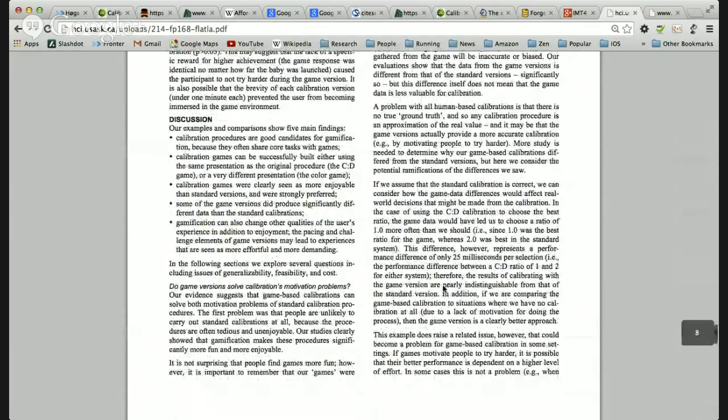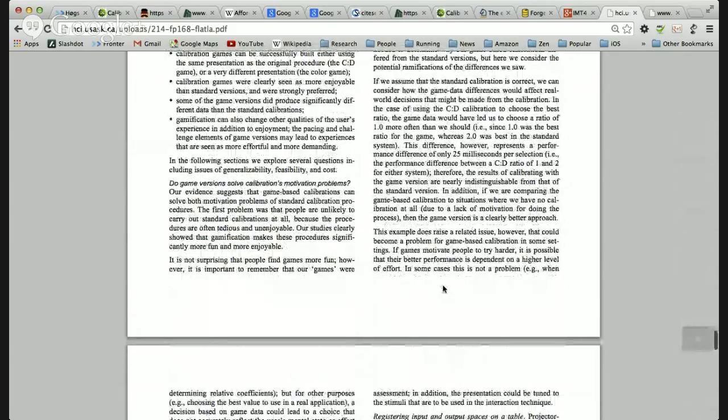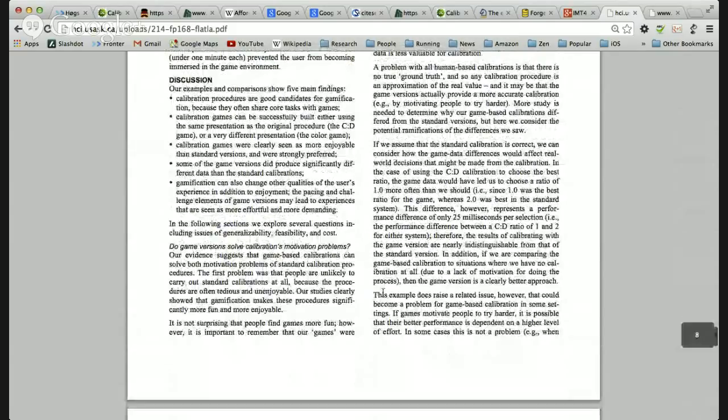There, in that discussion, if you look at the bottom of the right column, it says this example does raise a related issue, however, that could become a problem. If games motivate people to try harder, it's possible that their better performance depends on higher level efforts. Now, the question is, if they work harder because they would otherwise skip hard calibration work, it's fine. Now, if they work harder because the game requires them to work harder just to fulfill the game objective and not because calibration work is hard, then they're going into some additional costs here. And that is absolutely worth exploring.